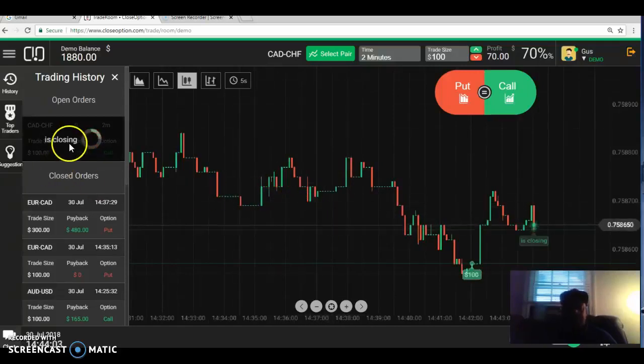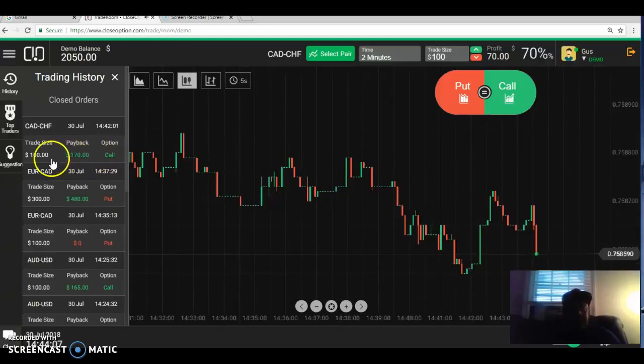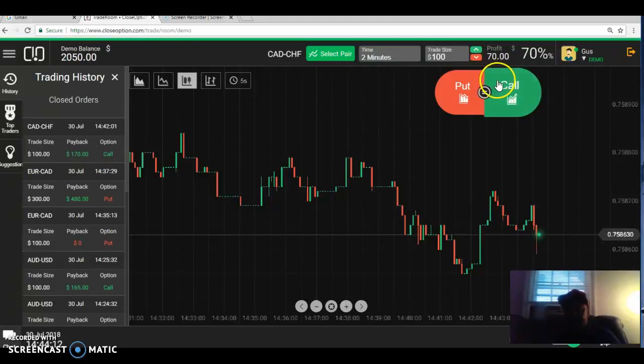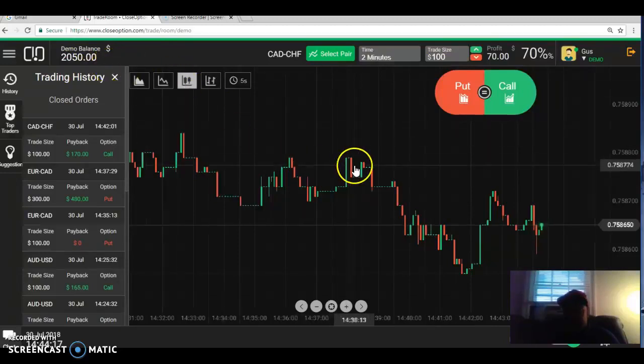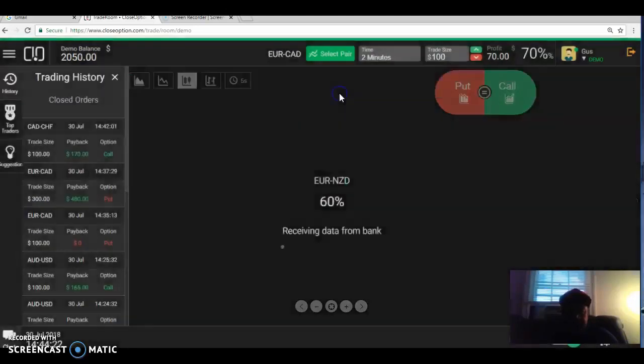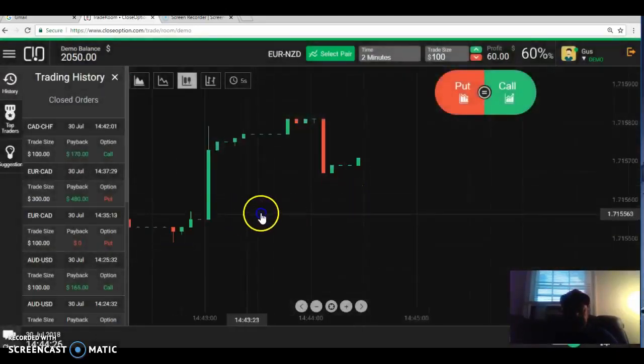And we won that trade. So yeah, here we go. It was a $170 return, 70% on the trade, on a $100 trade. So our balance is up to $2,050. But let's see if we can find another nice setup similar to that one. That was a very nice setup.